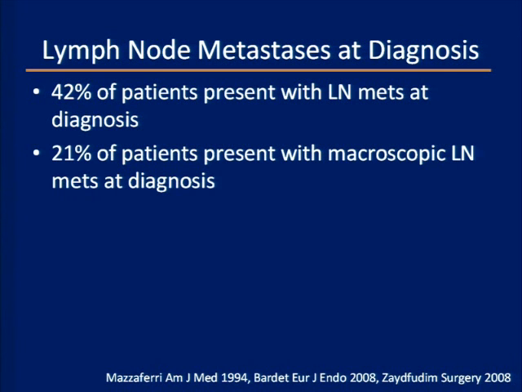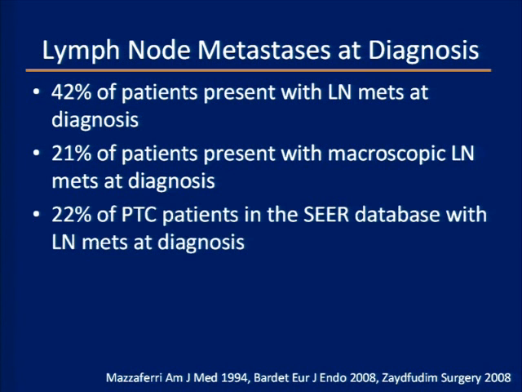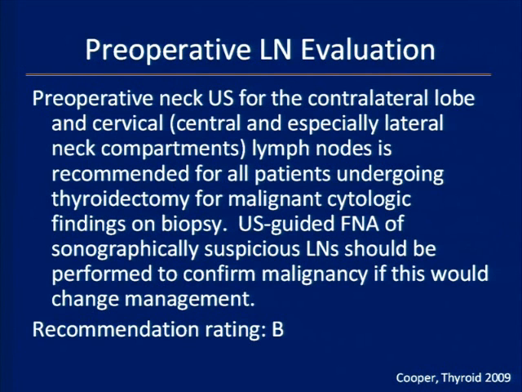At the time of diagnosis, 21% of these lymph nodes are macroscopic, meaning larger than a centimeter. And if you look at a large database, the SEER database, about 22% of patients with papillary thyroid cancer will have lymph node metastasis at the time of diagnosis. This is probably a little bit of a more accurate number. That 40% is an older study and maybe not quite as accurate. But based on this finding, these are just what the guidelines have been put out as our recommendation.